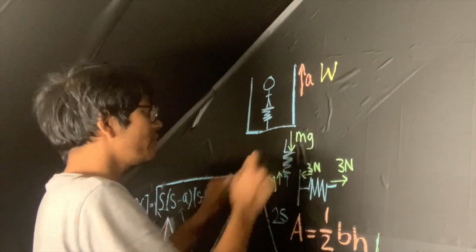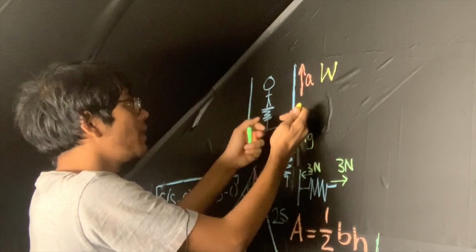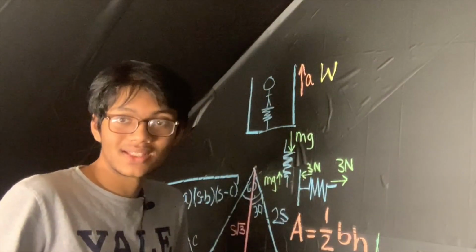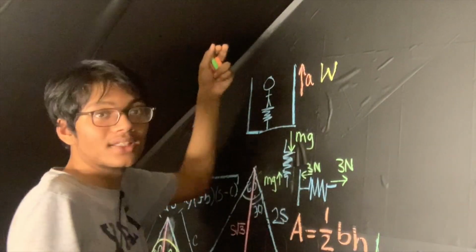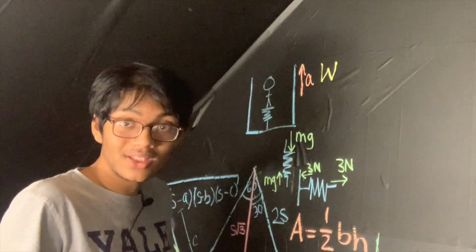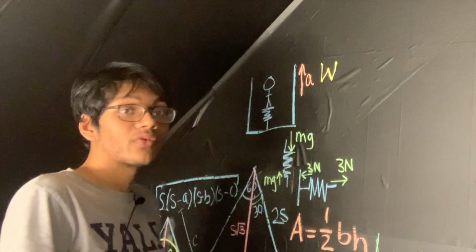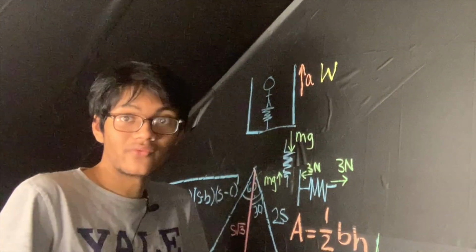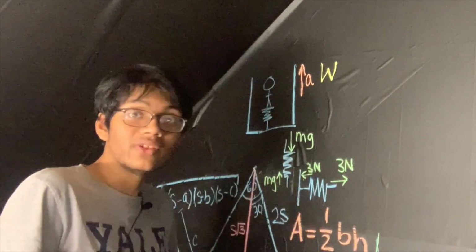Now, subtracting from your weight, since you're accelerating upwards, what does that mean? That means the net force acting on you has to be upwards. If the net force acting on you has to be upwards, that means your normal force has to be greater than your gravitational force, meaning that you probably feel heavier.